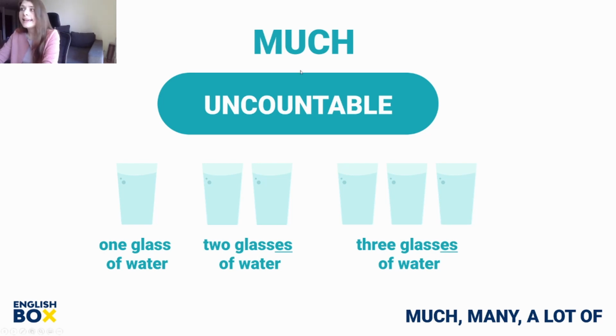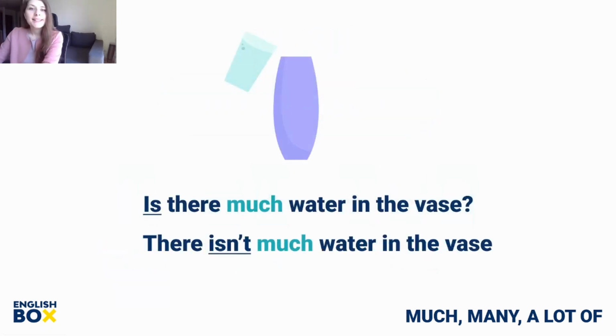And so the thing is that we can only use much with uncountable nouns like water. Now let's look at some examples. Is there much water in the vase? There isn't much water in the vase. So in both sentences we use much and the singular verb be because water is an uncountable noun. And uncountable nouns are usually singular.